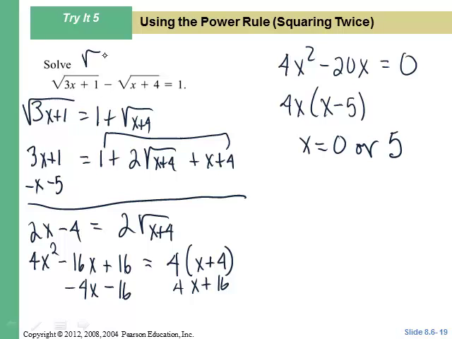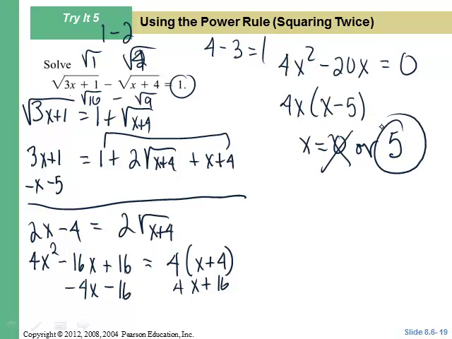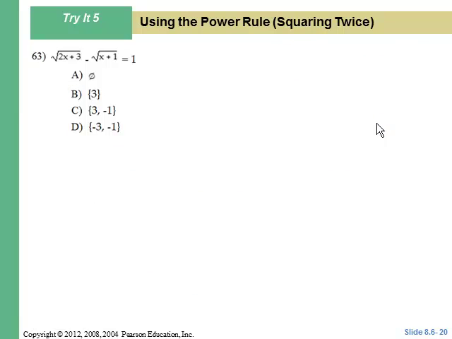0 plus 1 is the square root of 1. 0 plus 4 is the root of 4, which is 2. 1 minus 2 does not equal 1, so 0 doesn't work. 3 times 5 is 15. 15 and 1 is square root of 16, minus 5 plus 1 is the square root of 9. Square root of 16 is 4, minus the square root of 9 is 3. That does equal 1. So 5 does check. Do this one.